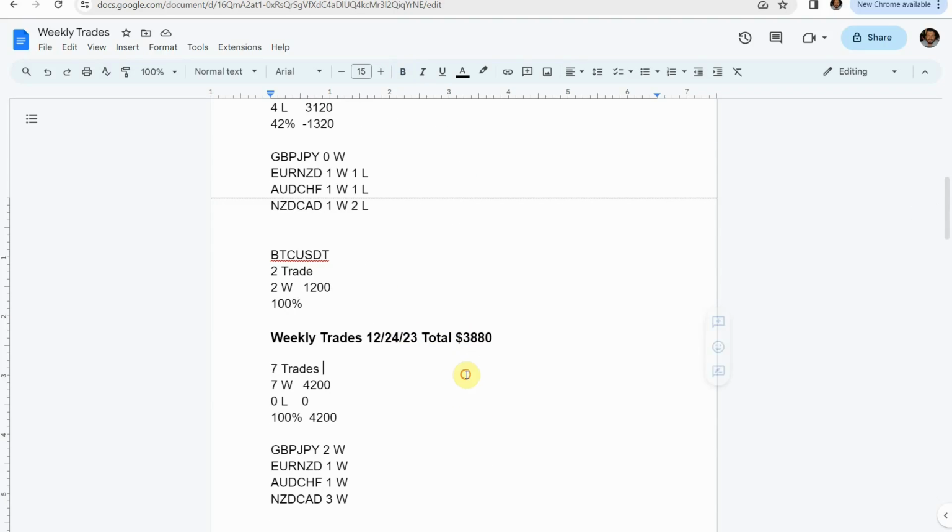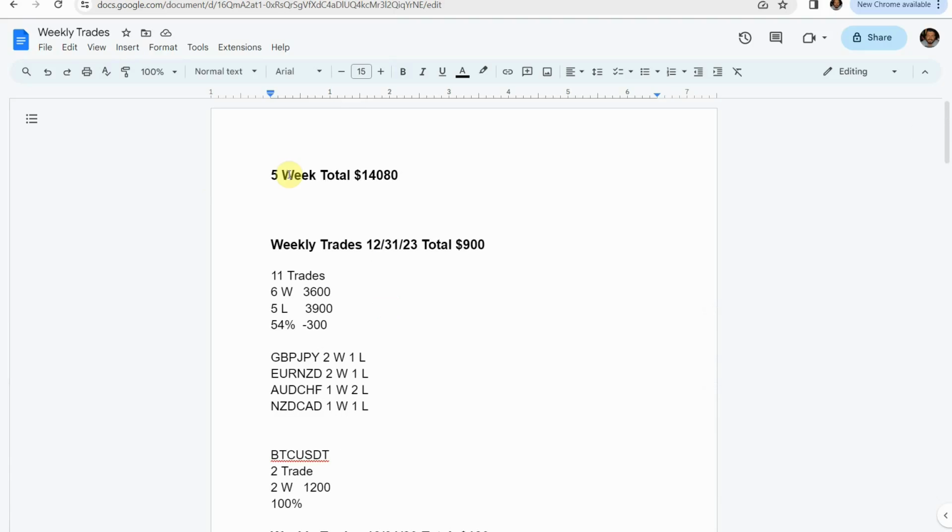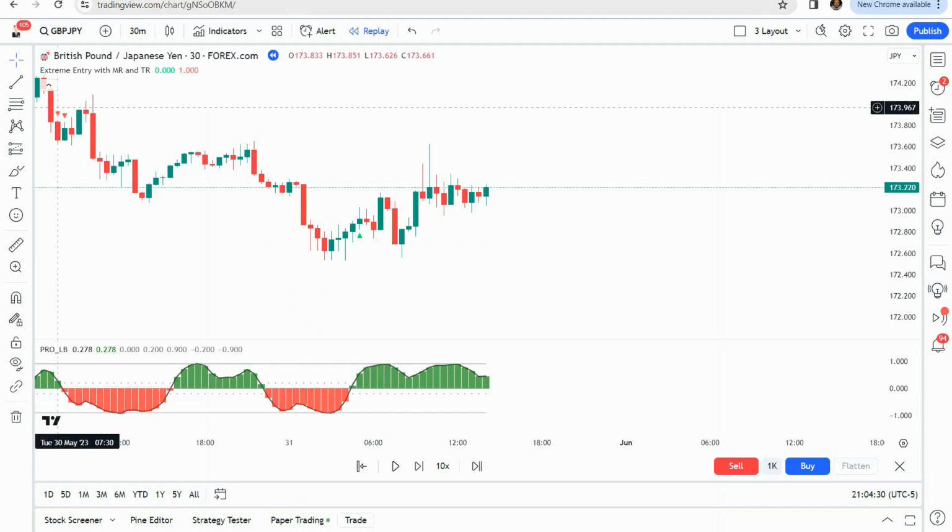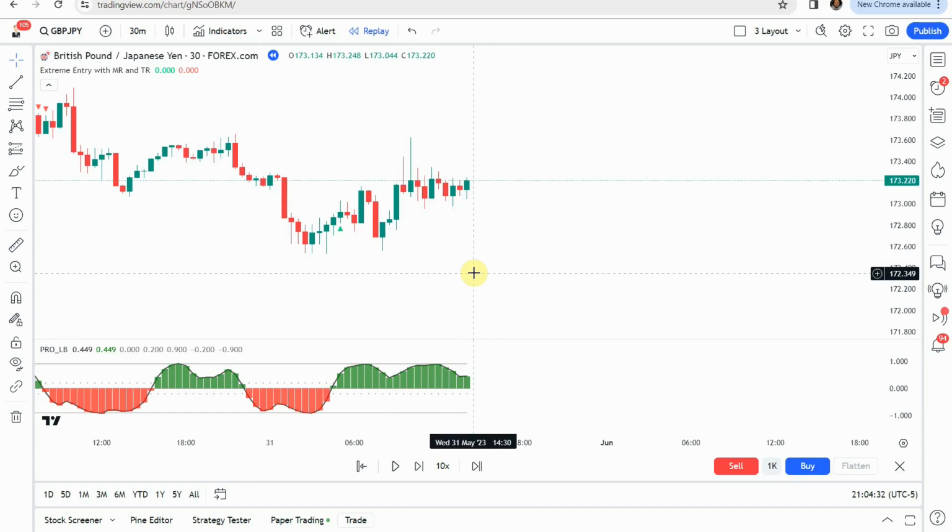So typically our green weeks are around $4,000. And so altogether for the last 5 weeks, we would have been at $14,080 altogether. So not a bad little gain in profits there. So that's it for this strategy here. This one is going to go on the yes list, and we will move on to the next video from here.